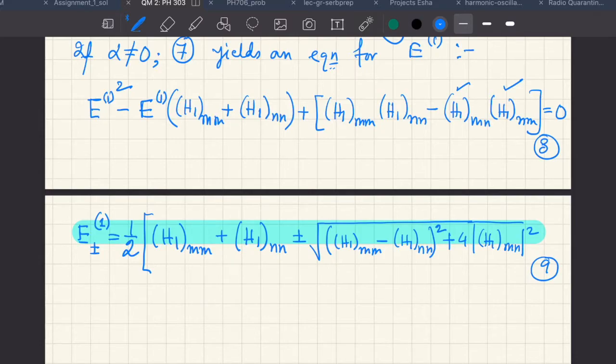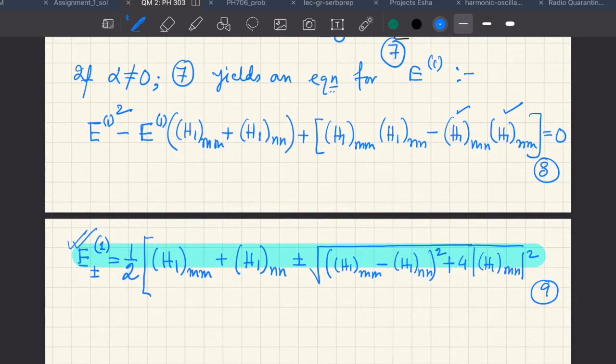And the two roots corresponding to the two perturbed energies are given by this equation, E1 plus minus. But now you ask the question: we have selected this for alpha not equal to 0, but what if alpha equal to 0? That also is another possibility. Now if alpha is equal to 0, then immediately, what was alpha?